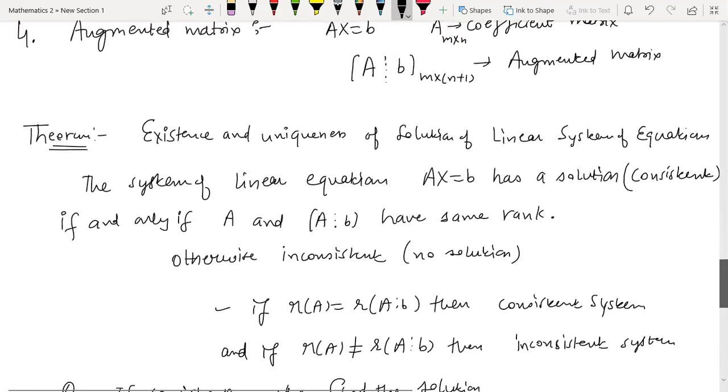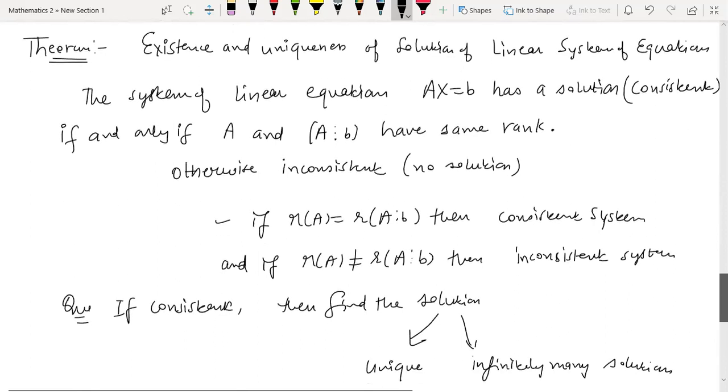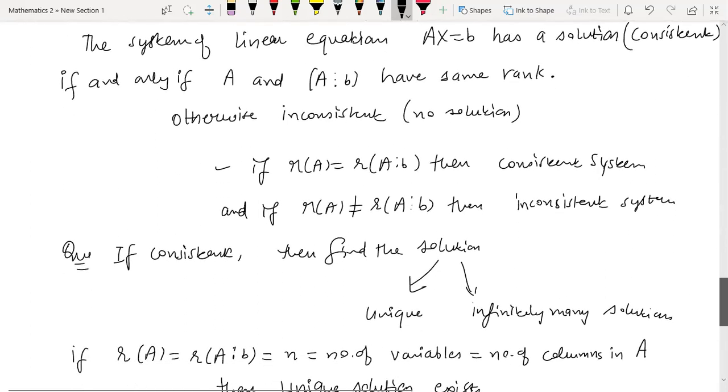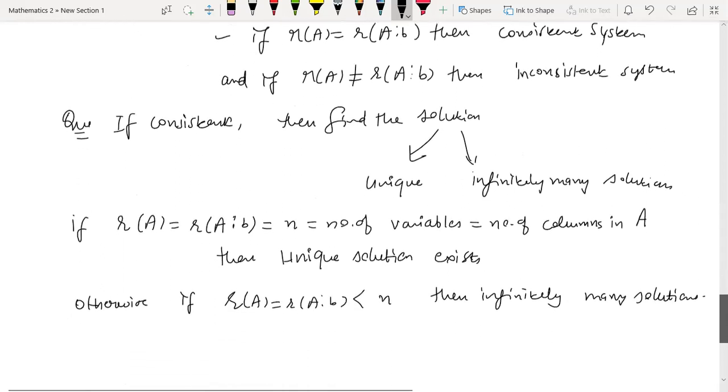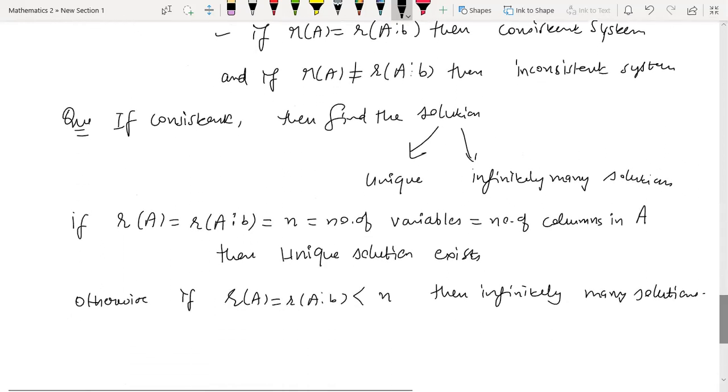So it says, firstly, when we have consistency and when we have inconsistency. If the rank of A is same as rank of the augmented matrix, then consistent, otherwise inconsistent. Further, if that rank is equal to the number of columns, then we have the unique solution. Otherwise, we have infinitely many solutions, right? So now let's move ahead to do the questions in which we will be computing the rank of A and rank of augmented matrix B.